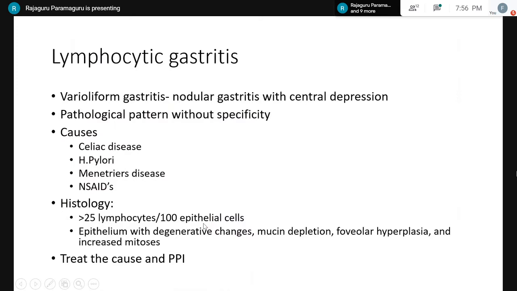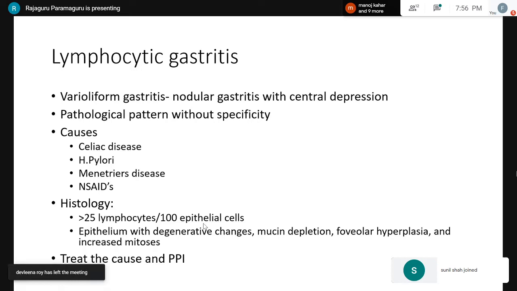It is just a pathological pattern which doesn't have any specificity, and it can be seen in various conditions like celiac disease, H. pylori, Menetrier's disease, or NSAIDs. The histology will show lots of lymphocytes, that is more than 25 per 100 epithelial cells, and the epithelium will show degenerative changes with foveolar hyperplasia and increased mitosis. The cause should be treated, and proton pump inhibitors should be given.